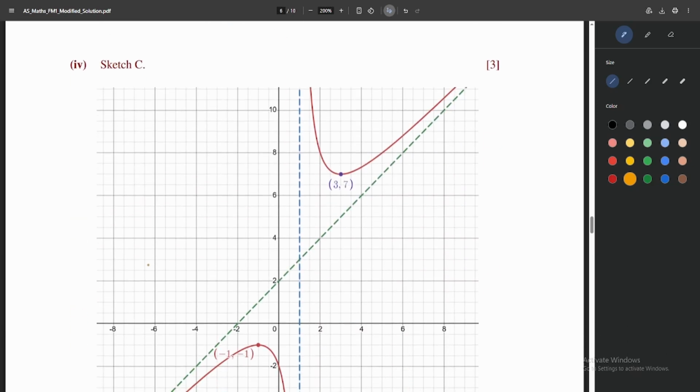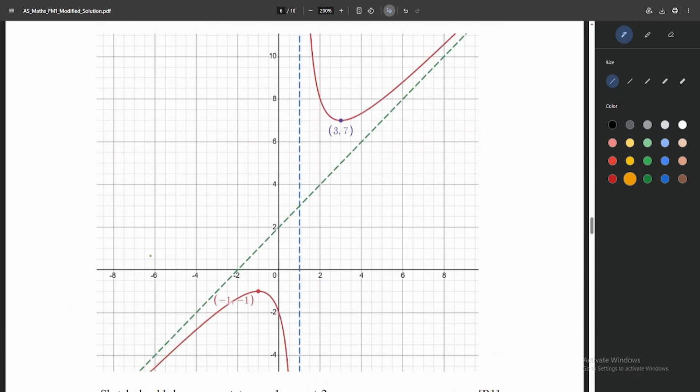So now we can sketch the graph. What was our asymptote? We had asymptotes x equals 1 and y equals x plus 2. So over here we have y equals x plus 2, this is the asymptote line, and then x equals 1.